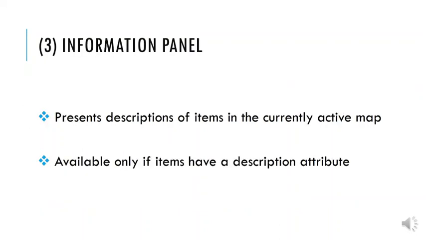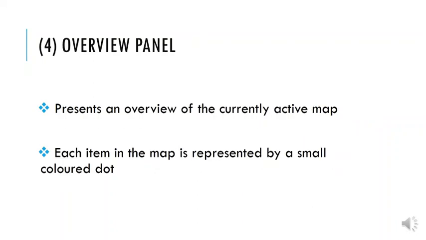The third panel is the information panel. This panel presents descriptions of items in the currently active map. It is available only if items have a description attribute. The fourth panel is the overview panel. It presents an overview of the currently active map. Each item in the map is represented by a small colored dot.